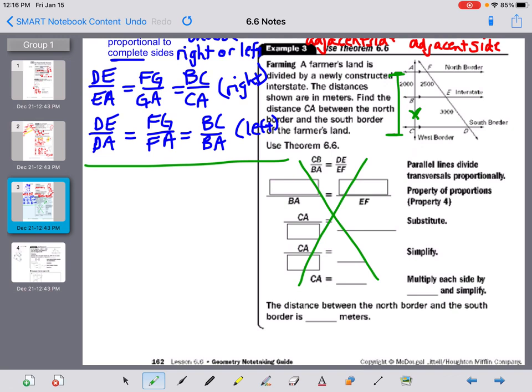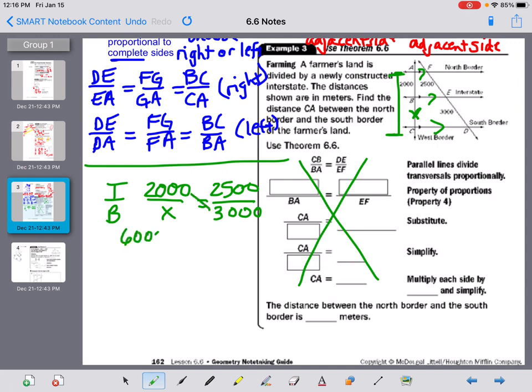So I see my parallel lines, right? So everything's in proportion. I'm going to go top to bottom because it's easy right now. On the left side, I see 2,000, and I put my X on the bottom. And then on the right side, I see 2,500 and 3,000, okay? Top to bottom, it's proportional because of the parallel lines. Multiply your extremes. 2,000 times 3,000, that's a 6 with 6 zeros, about 6 million there. And then on the right, when I do the extremes, I get 2,500x. Divide 6 million by 2,500. Hopefully you have a calculator for that.